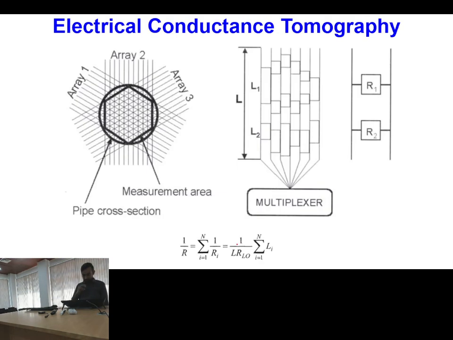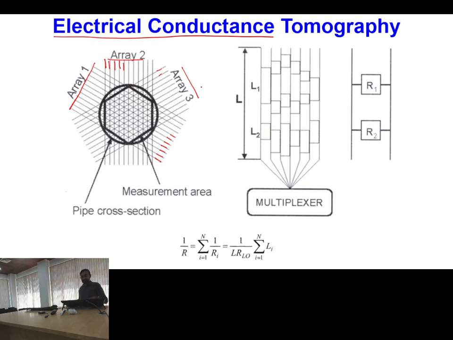So we were discussing the fundamental principles of different tomography techniques. The next type of tomography is electrical conductance tomography. In electrical conductance tomography, you can see these parallel wires. These parallel wires are one set of wires, called array 1. Then we have a second set of wires in vertical orientation, designated as array 2. And then the third set of wires is termed array 3.